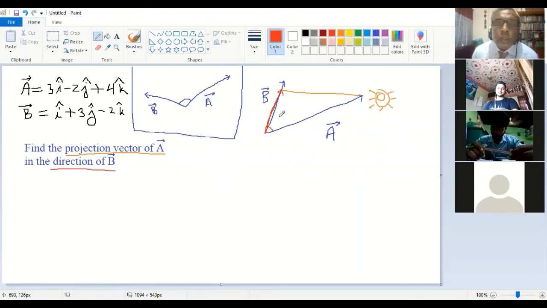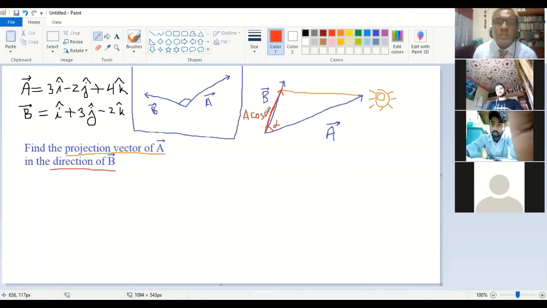Okay, so if this angle is alpha, then what will be the shadow size? This shadow size will be A cos alpha. A cos alpha. Clear or not clear? I was discussing this before. This will be A cos alpha, that is the shadow of A. How the shadow of A?